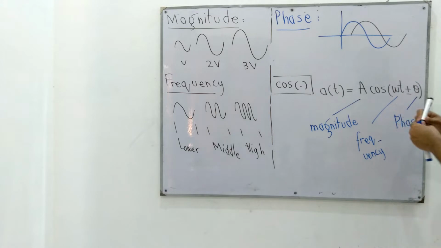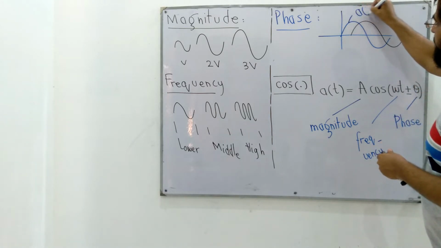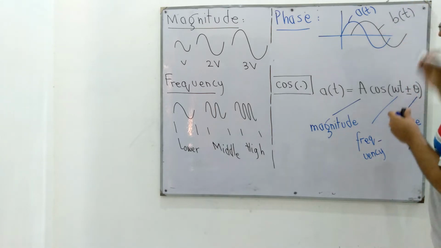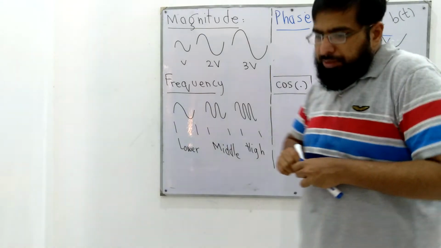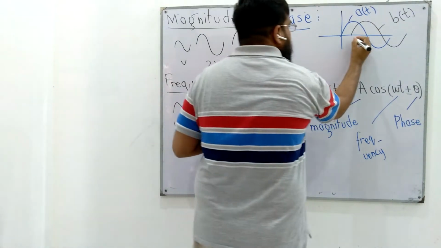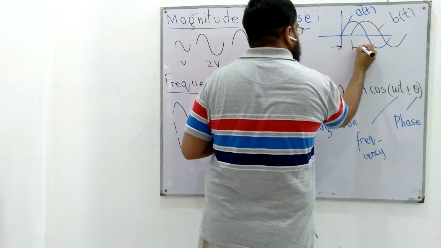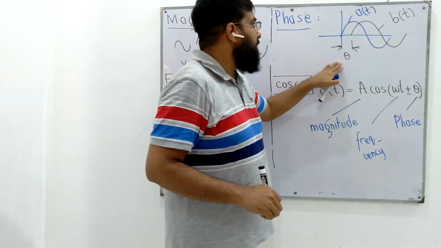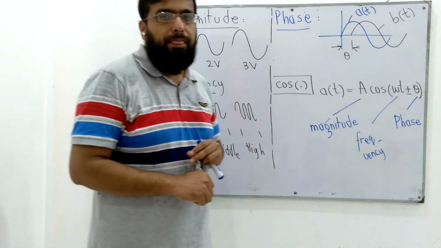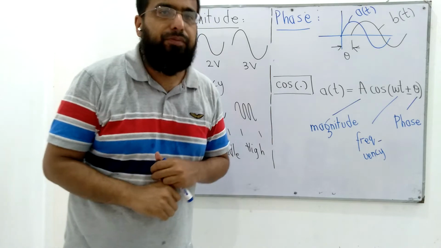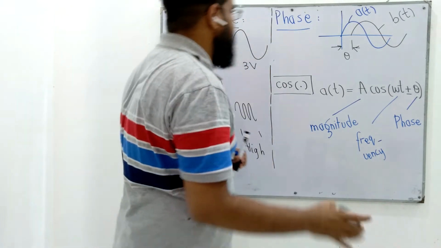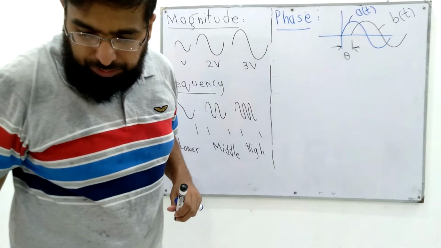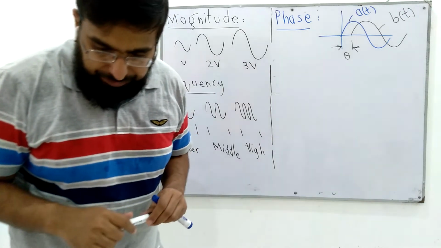Suppose we have these two waves, let's call this A of t and this B of t. So we see that B of t starts after A of t, maybe after theta time. This theta is the phase difference between these two waves. So this is a relative term described in terms of two or more than two waves.